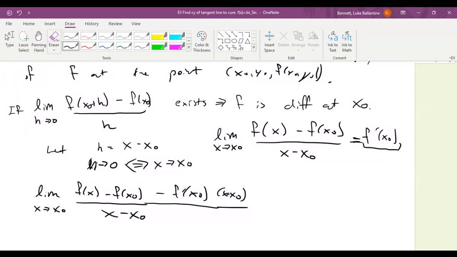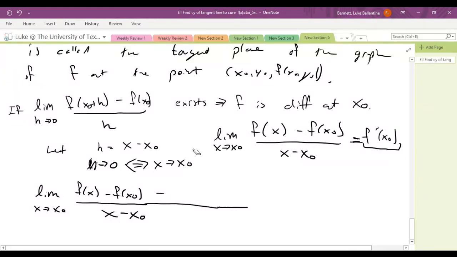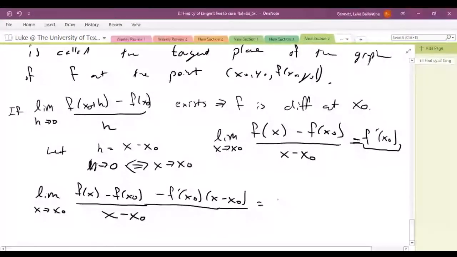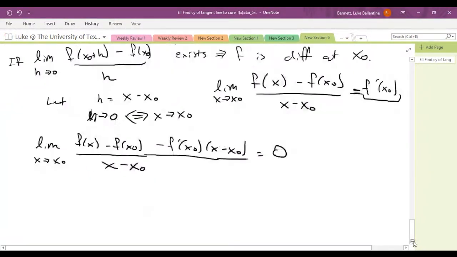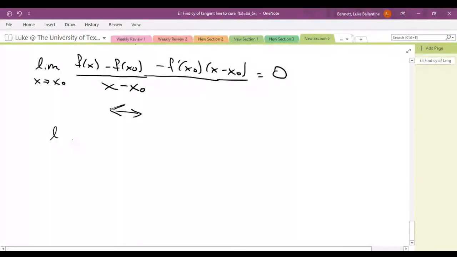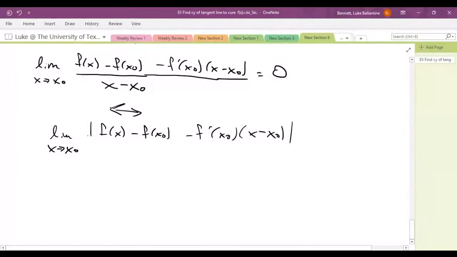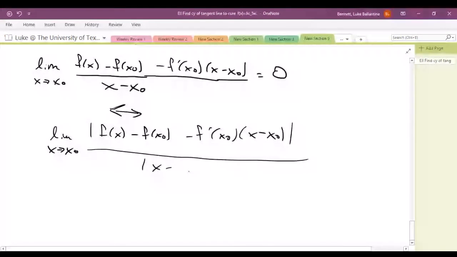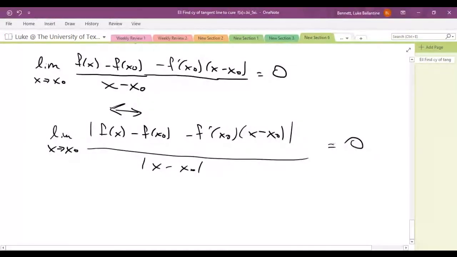So if this limit equals 0 now, because I subtracted the f prime of x naught over, if this equals 0, then we're differentiable. Now this happens if and only if the limit as x approaches x naught of the absolute value of f of x minus f of x naught minus f prime of x naught times x minus x naught, over the absolute value of x minus x naught, equals 0. I see the absolute value in.